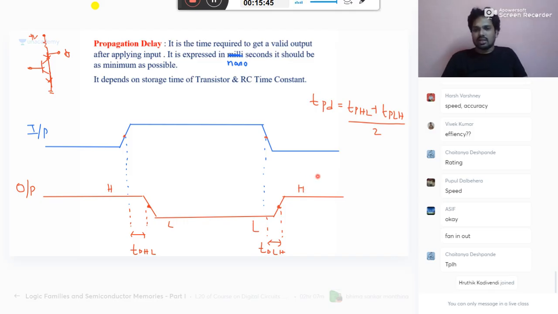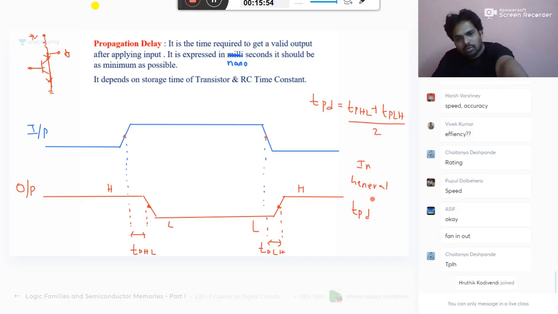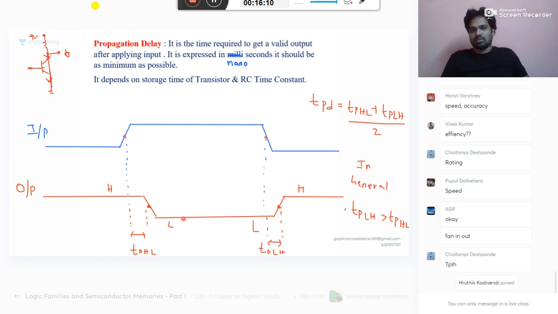So in general, propagation delay of low to high requires more time compared to high to low. Why? Because it requires more time for the transistor to change from saturation to cutoff instead of cutoff to saturation. So it requires more time in low to high compared to high to low in general in any gate. But we take the average as your propagation delay specification. Any doubt in this? Please ask.